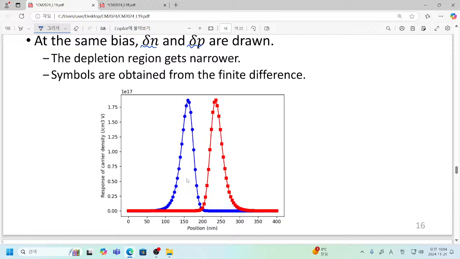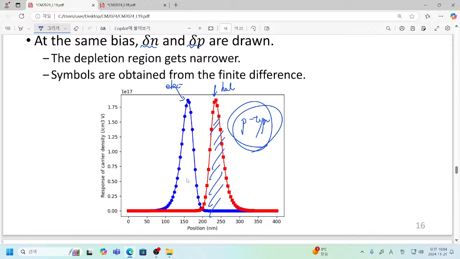Then this part is the p-type region, and here we have an increase of holes. Yes, increase. It means that this is maybe corresponding to the hole density, and this is corresponding to the electron density. So it means that now the previous depletion layer is reduced because we have applied a further bias.